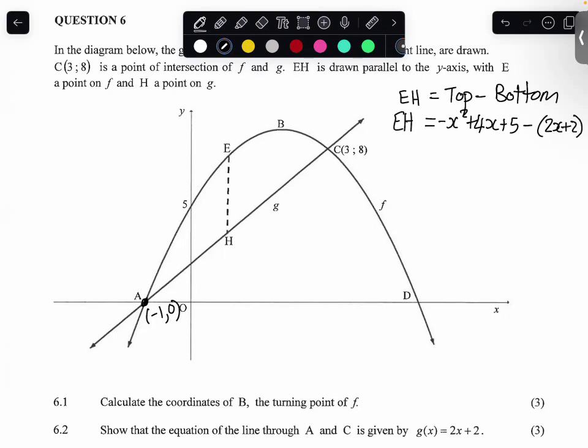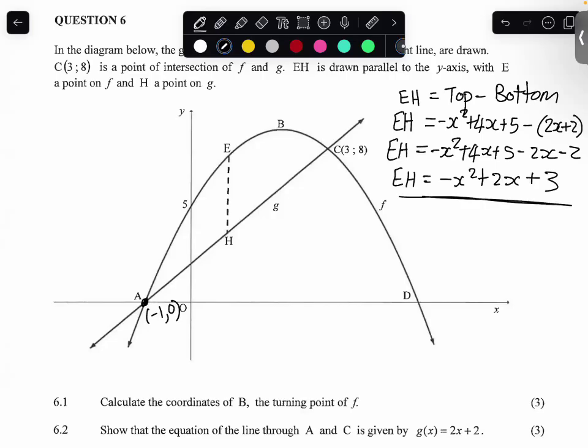This is EH, right? EH is equal to minus x squared plus 4x plus 5 minus 2x minus 2. Add your like terms, simplify. That's minus x squared plus 2x, and that gives you 5 minus 2, which gives you a plus 3. At this point, where you can't simplify any further, you're going to find the derivative. It's going to give you minus 2x plus 2, and you're going to make it equal to 0.